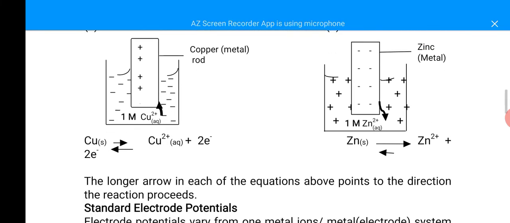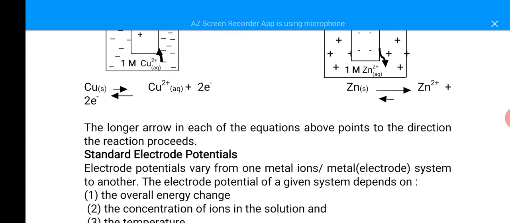Is oxidation. Now there is a kind of energy work done for the electrons to be moved. So this work done is what we refer to as electrode potential. It will be positive.